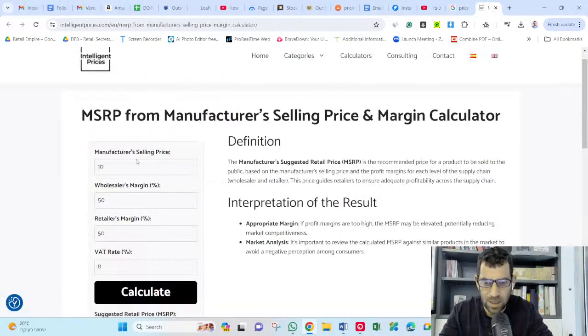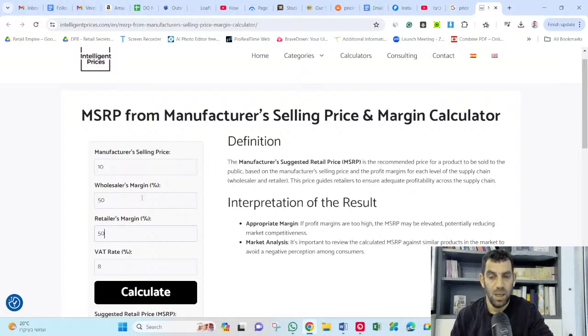And why is that? If I put a manufacturer selling price, what am I buying from the manufacturer? Their selling price is $10. I'm going to get to the next step, which is defining the margin. If I want to do 50%, it means that I'm going to make $5 on each piece, right? And I need to remember the retailer margin. The retailer margin is going to be 50% as well.